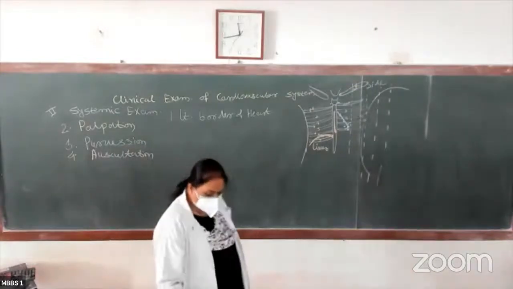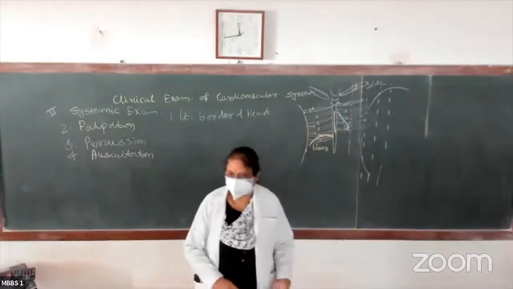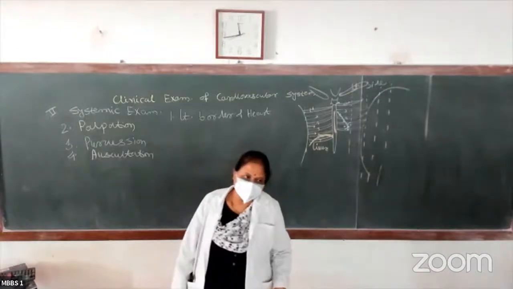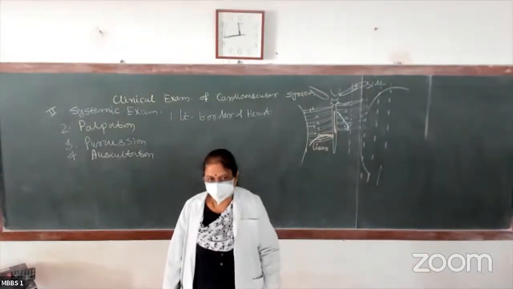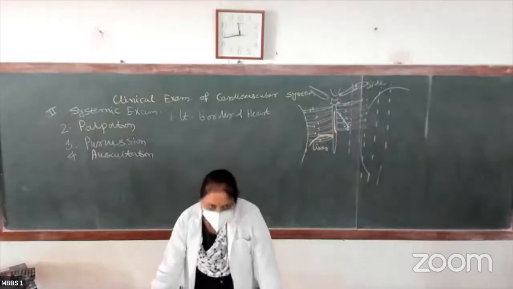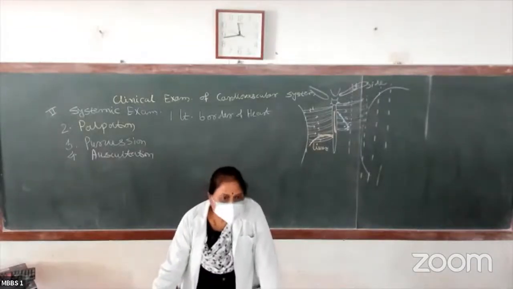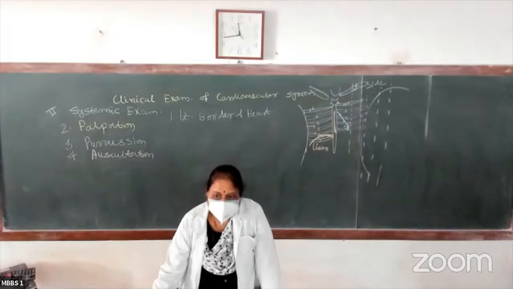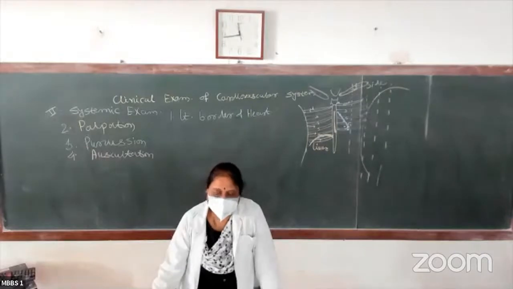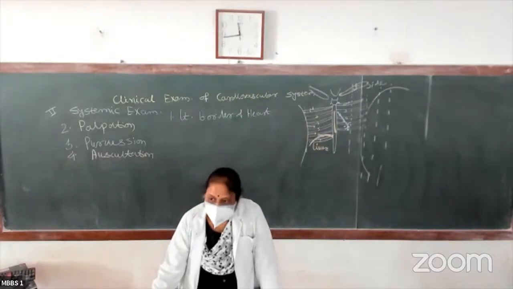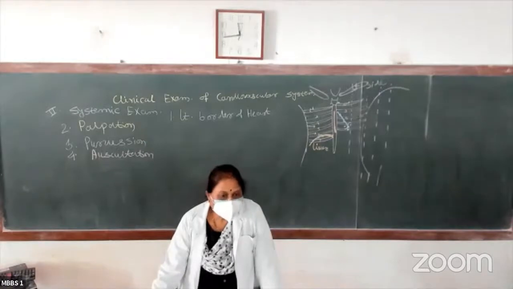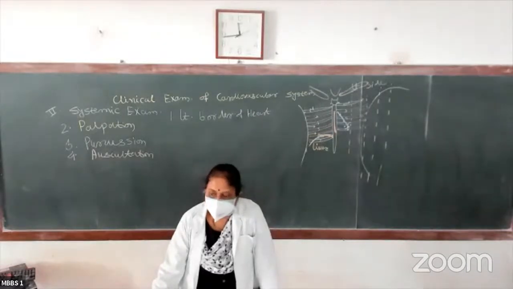So how many heart sounds are present? 2 or 4? 4. There are 4 heart sounds, but only the first and second are audible with the stethoscope. The third and fourth are not audible with the stethoscope; they are recorded with the help of the phonocardiogram.